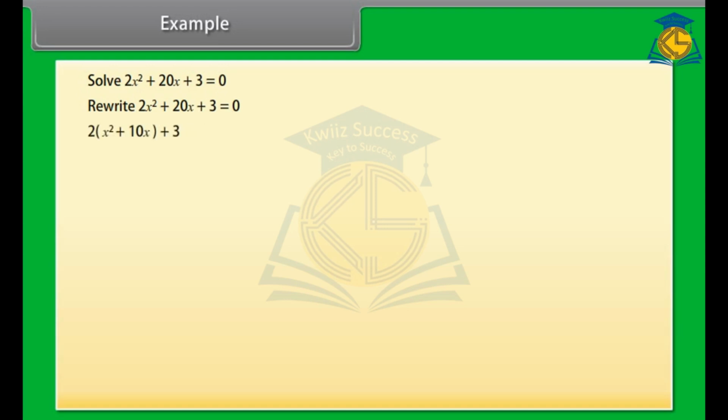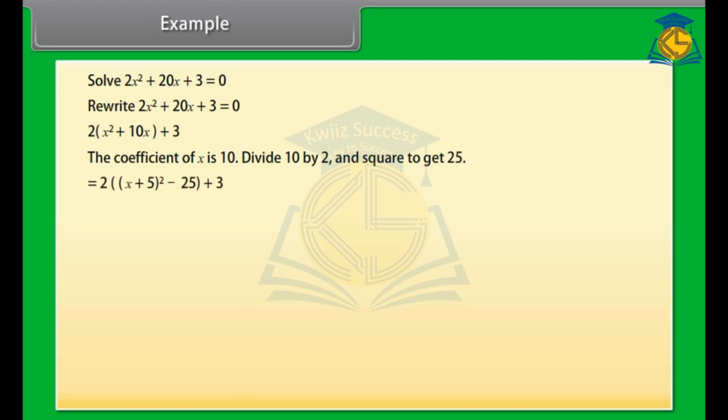2 into x square plus 10x plus 3. The coefficient of x is 10. Divide 10 by 2 and square to get 25. Is equal to 2 into x plus 5 whole square minus 25 plus 3. Equals 2 into x plus 5 whole square minus 50 plus 3. Equals 2 into x plus 5 whole square minus 47.